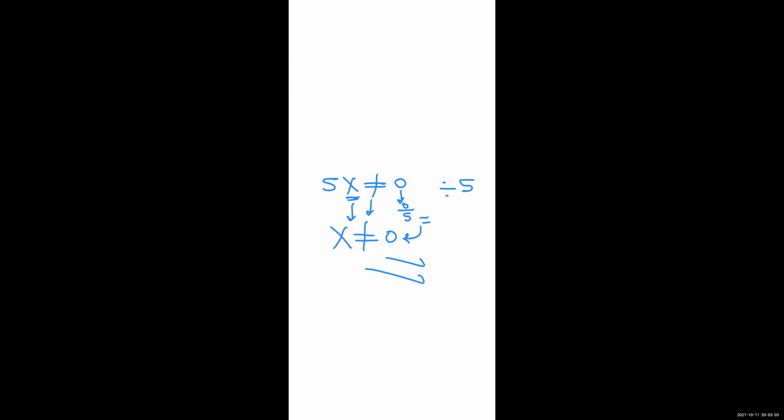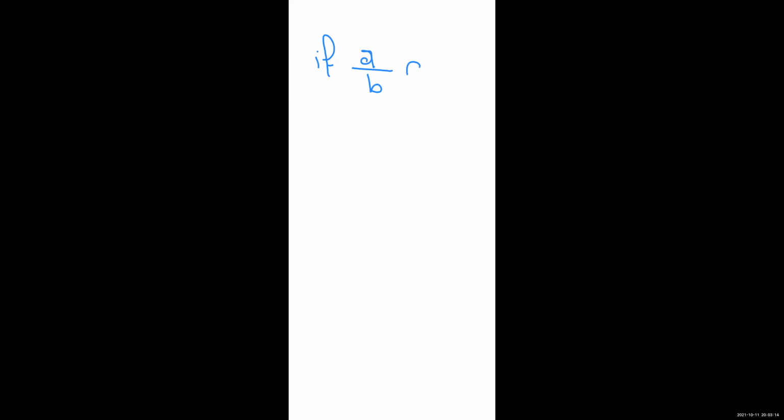Now the next point. If the rational number itself equals 0, a over b, which belongs to Q, equals 0, this means a will equal 0. Never say that b will equal 0. b will not equal 0 under any circumstances. I don't care about the value of b, any number except 0: 1, 2, 3, 7, 9, negative 11, 1,000, a million.